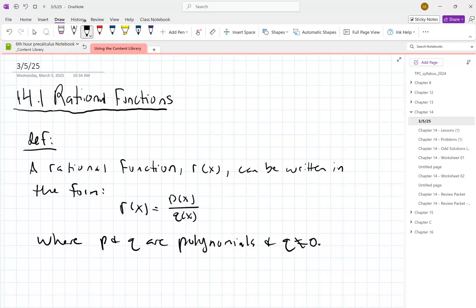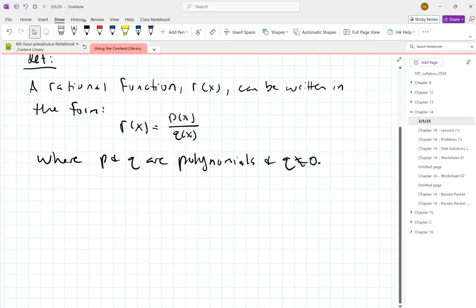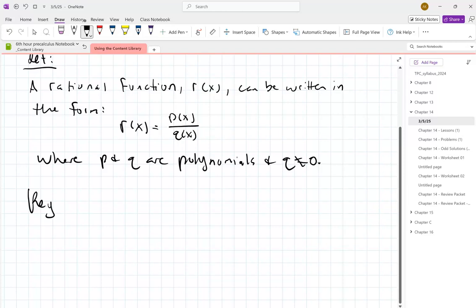So we say that a rational function, which I'm going to denote as r of x, can be written in the form r of x equals some p of x over q of x, where p and q are both polynomials, and q is non-zero. So these rational functions are just built out of polynomials. It's a new function defined by the division of one polynomial by another polynomial. So today we're going to talk about some key features for those rational functions.